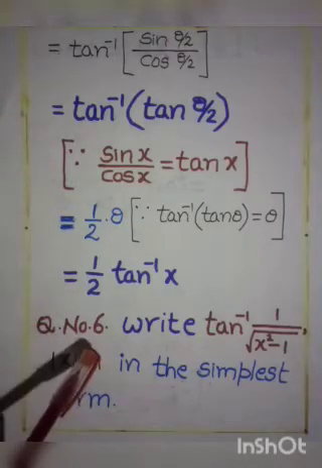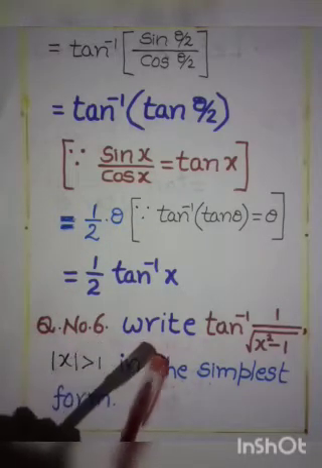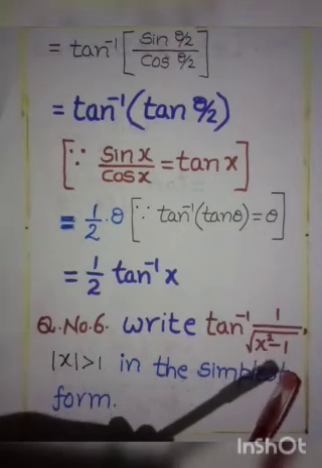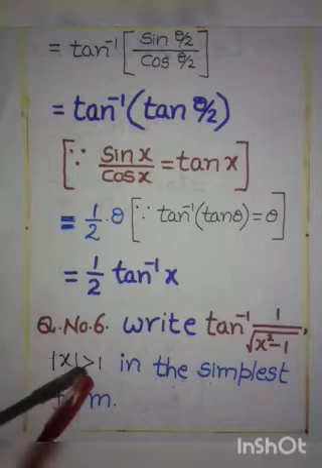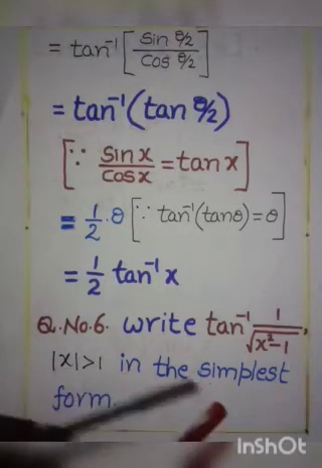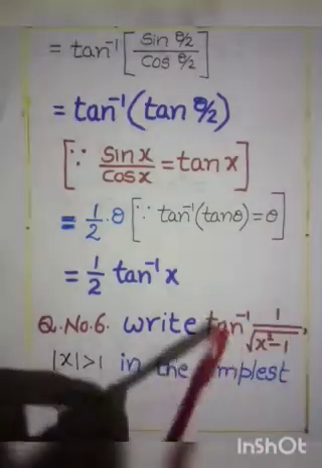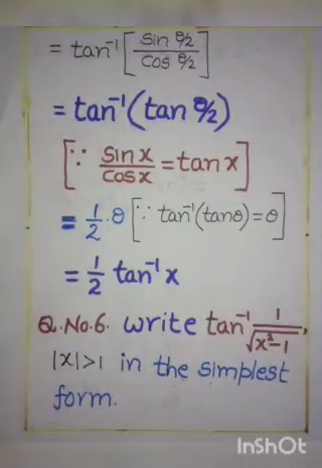Now come to question number 6. Write tan inverse of 1 by root of x square minus 1, where mod x is greater than 1, in the simplest form. Now we have to write this inverse trigonometric function in the simplest form. Understood, my children? Right.